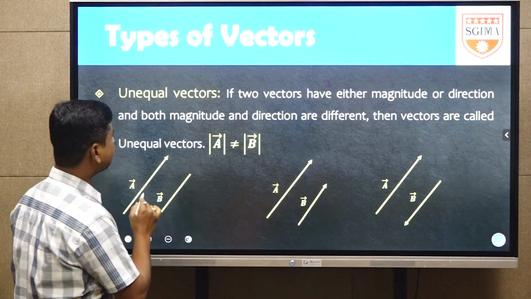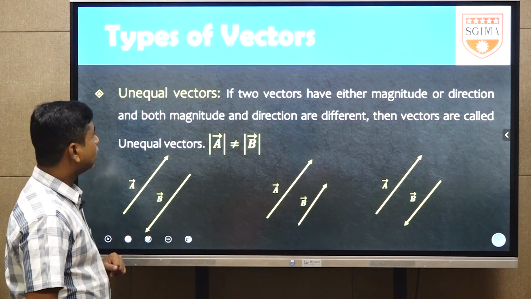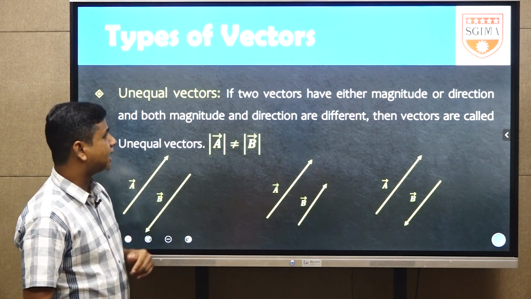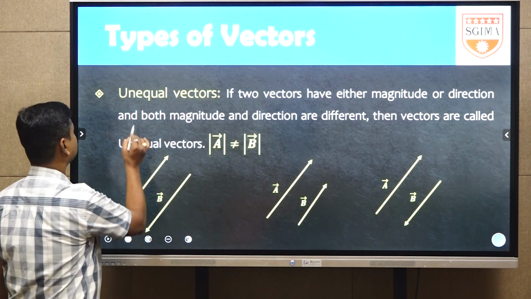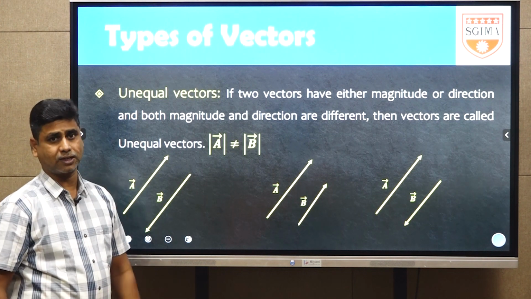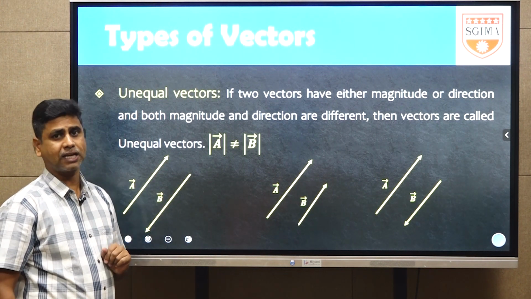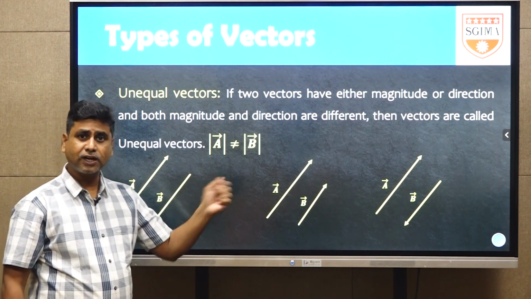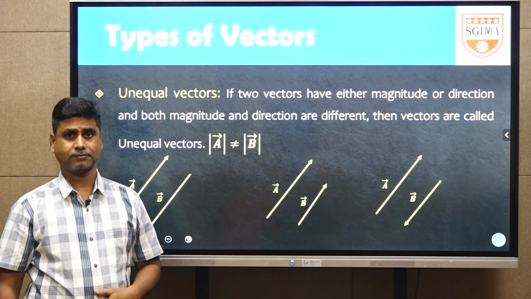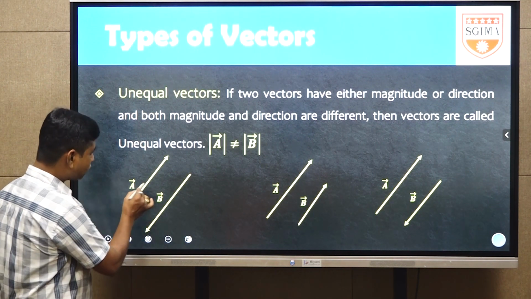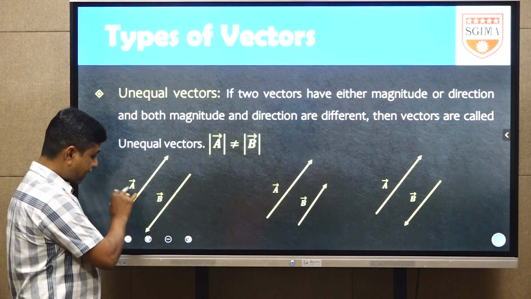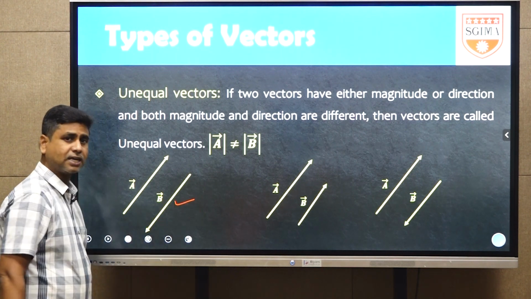The next one is unequal vectors. If two vectors have either different magnitude or different direction, or both magnitude and direction are different, then the vectors are called unequal vectors. Different magnitude is unequal, different direction is unequal, and both different is also unequal. In the first diagram, maybe both have the same length, meaning the magnitude is the same, but the direction is opposite. That's why these vectors are called unequal.